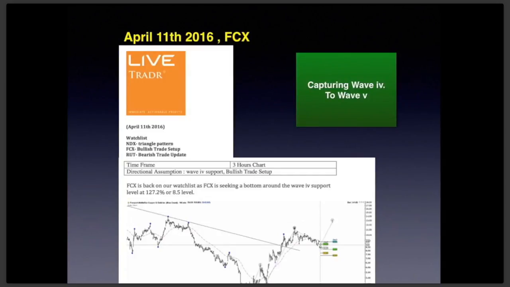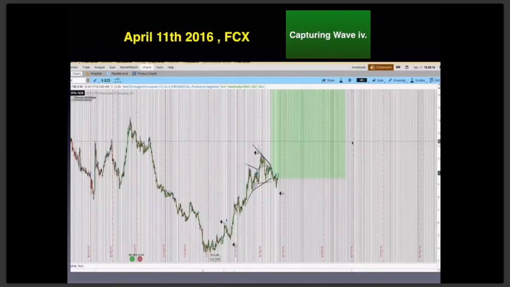Let me show you another example for Freeport. So how do you read the trader's report? April the 11th, 2016, directional assumption, wait for support, bullish trade setup. Step 1, directional assumption, will be bullish for FCX or Freeport McMoran. The bottom line is the objective of this trade will be capturing wave 4 to wave 5. I'm going to show you the technicalities of setting up this trade on FCX.